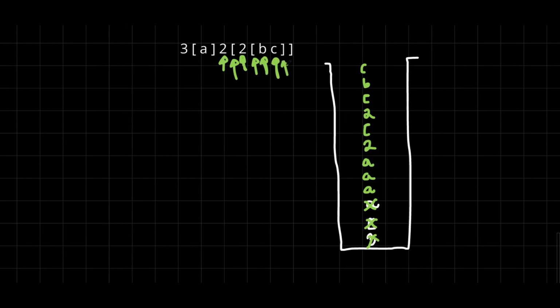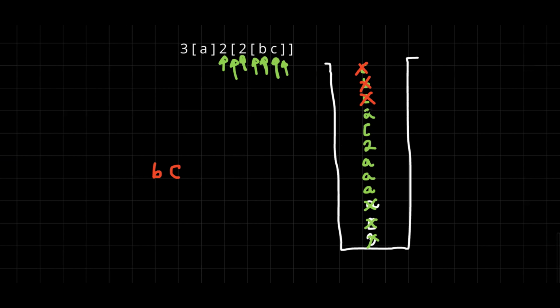Now we have found a closing bracket. For this closing bracket, we have to check what the top element of the stack is. The top element of the stack is C, so we can remove it. Now our top element of the stack is B, so we have to add B here, and we can remove it. Now our top element of the stack is the opening bracket, so we can remove it. That means BC resides within a bracket.